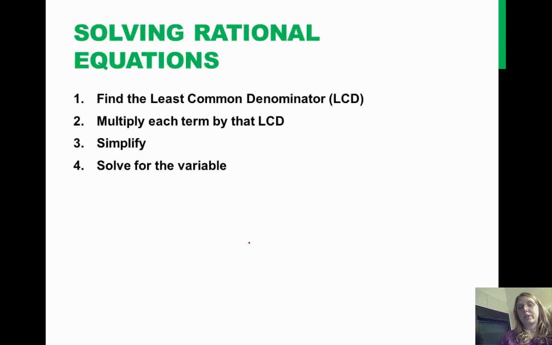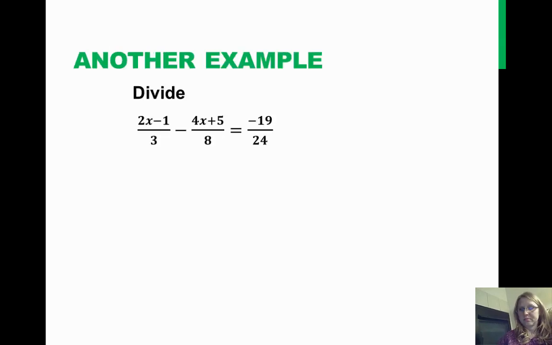Notice that the very first step I did was find a common denominator. Then I multiplied each term by the common denominator. I simplified, and then I solved for the variable. So let's look at another example.